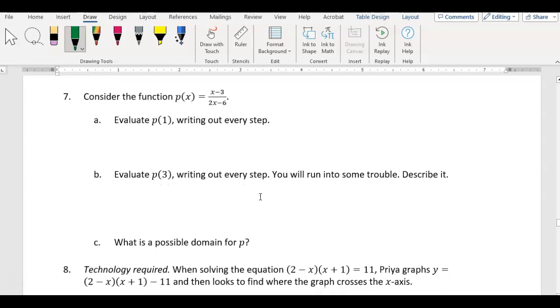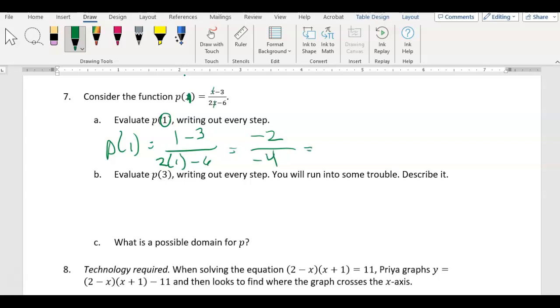It says, consider this function, evaluate p of 1, writing out every step. So this is a review of our functions. So here, instead of x, you're going to change everywhere you see an x for a 1. So we'll have p of 1 equals 1 minus 3 over 2 times 1 minus 6, or 1 minus 3 is -2, 2 times 1 is 2, 2 minus 6 is -4. -2 over -4 can both be divisible by -2, because they both have a negative sign, so this is 1/2.